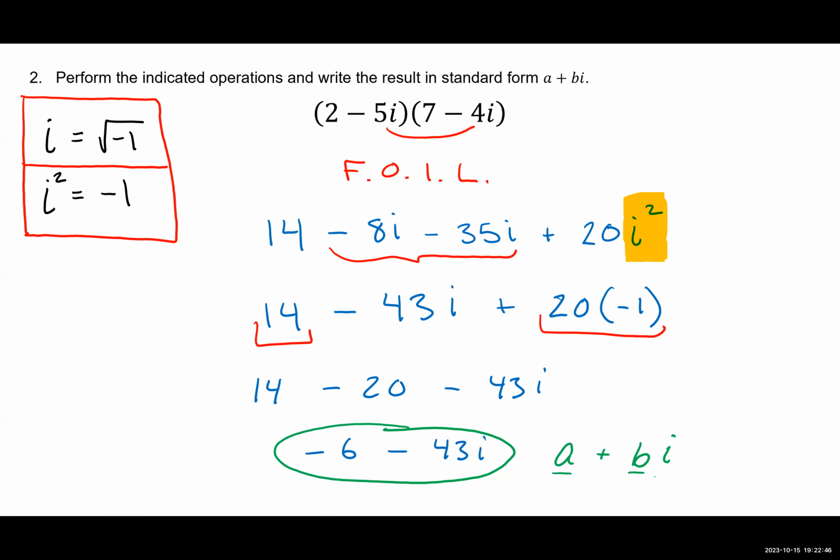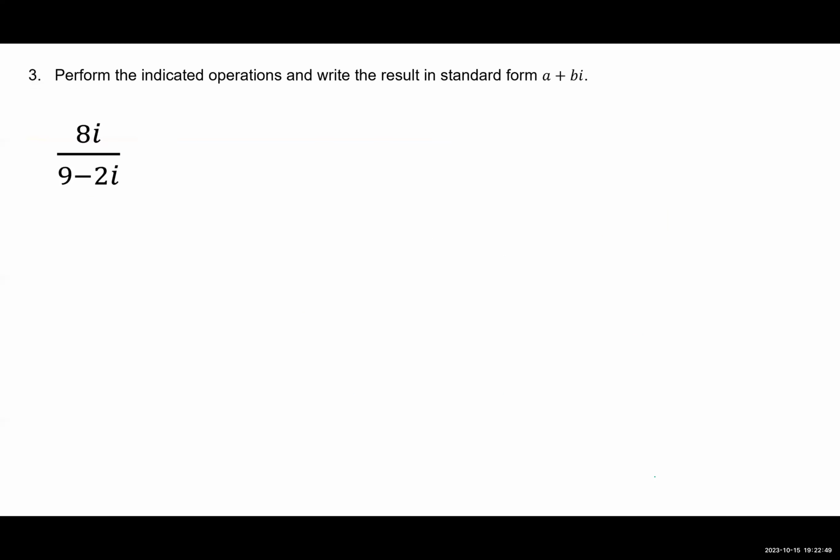Okay, we looked at subtraction. We looked at multiplication. Now we have division. We have a complex number divided by a complex number. You look at the top, you see 8i. You say, oh, well, that's just the imaginary part. Well, that's actually 0 plus 8i on top, 9 minus 2i on the bottom. So we have a complex number on the top. We have a complex number on the bottom.